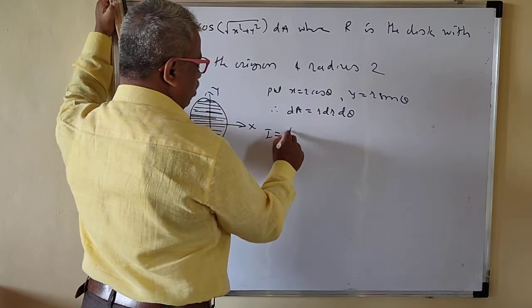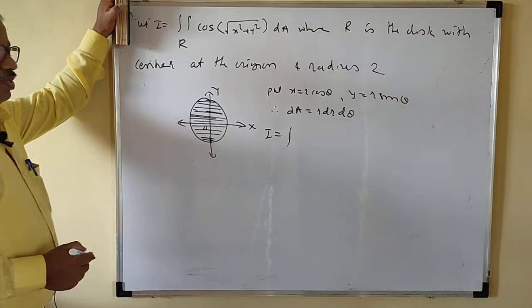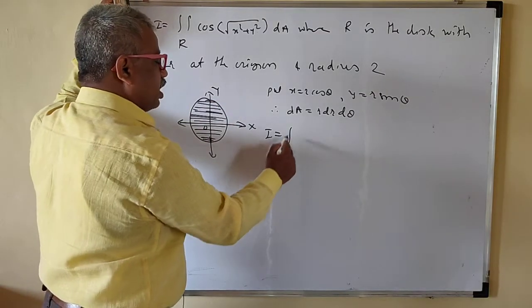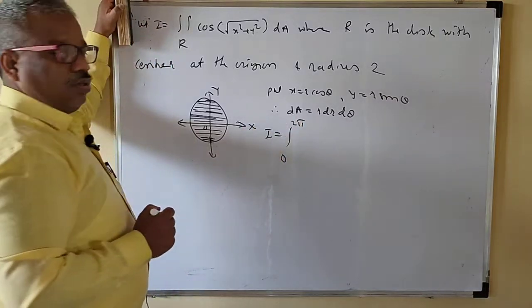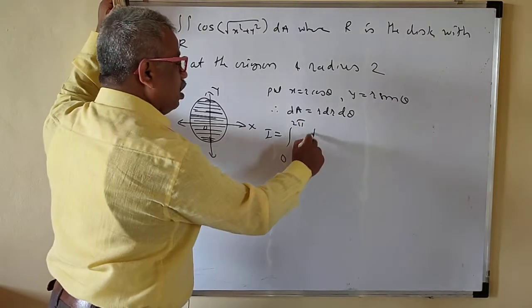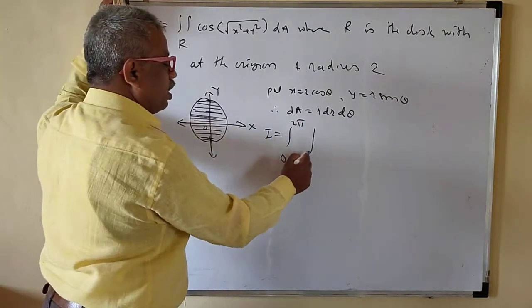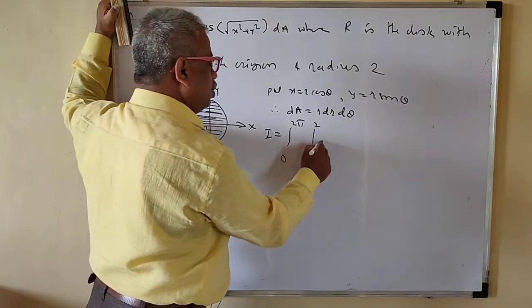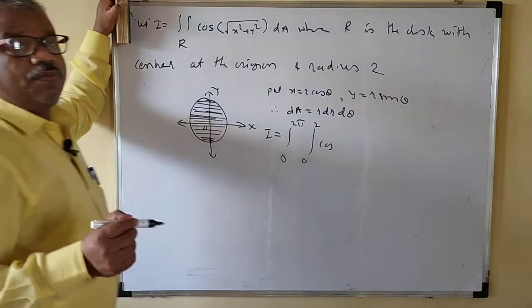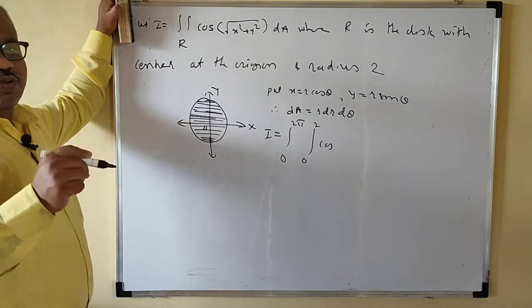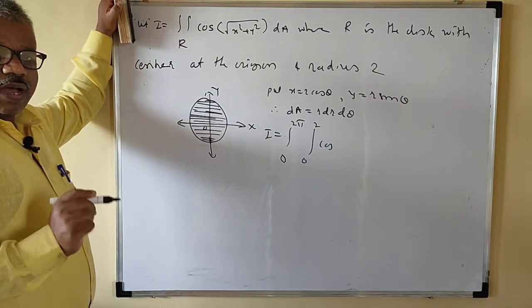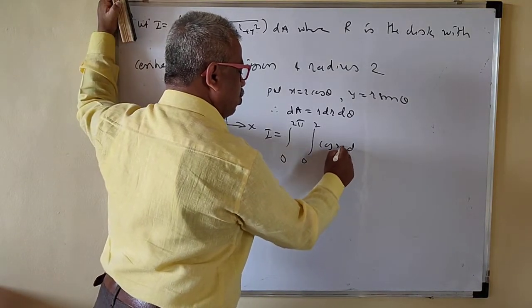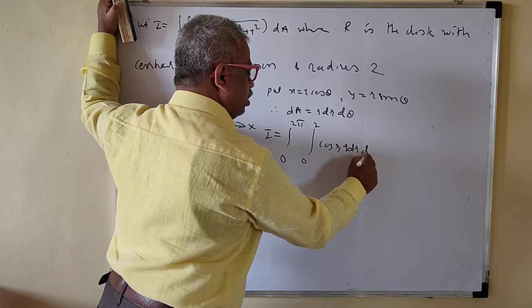Okay. So therefore I is equal to. What are the limits of theta? We have taken the full, one complete rotation. So your theta is 0 to 2 pi. Now radius is 2. That means your range of radius is 0 to 2. Cos of root of x square plus y square: x square plus y square is r square, and root of r square is r. So this is cos r into r dr d theta.